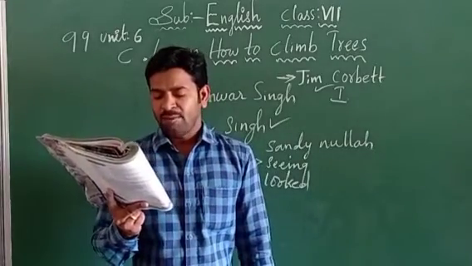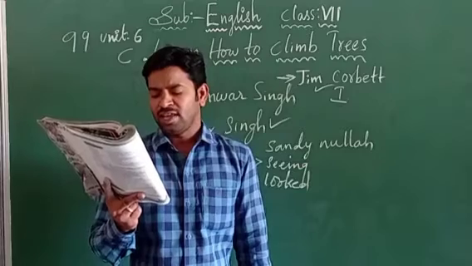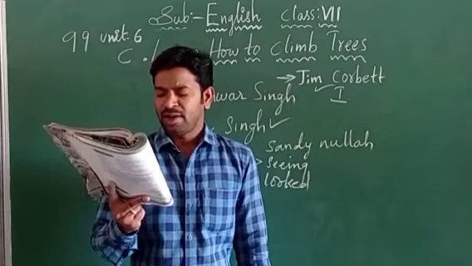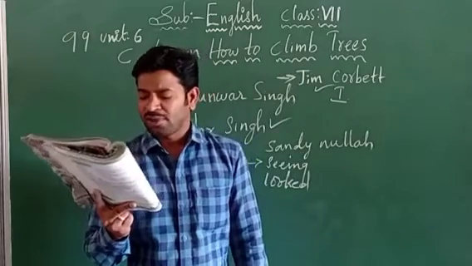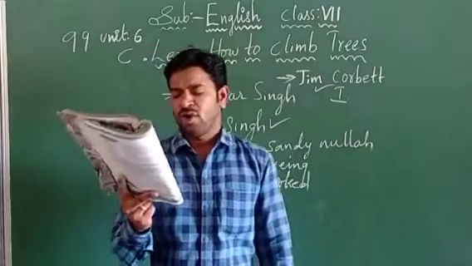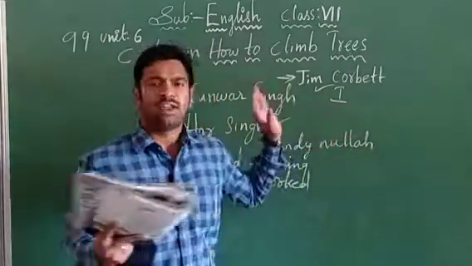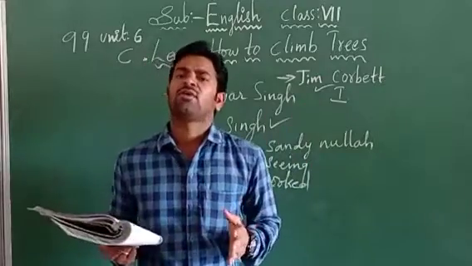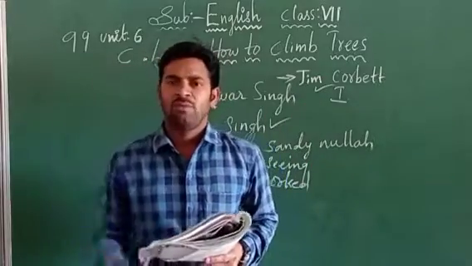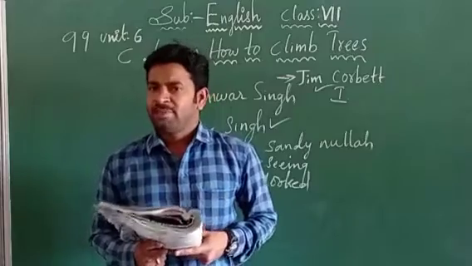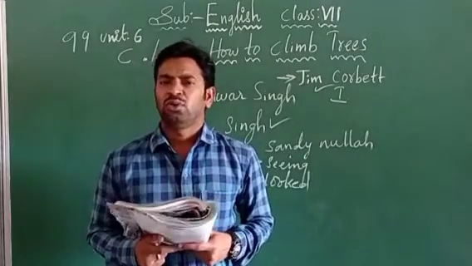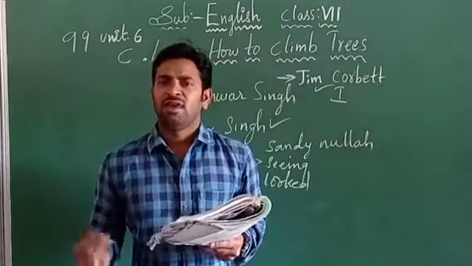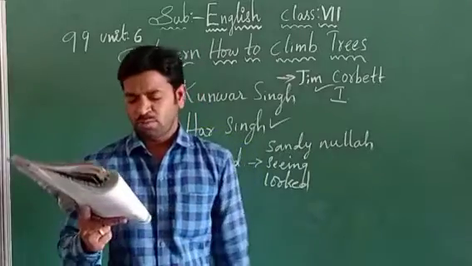I had climbed up a thorny tree, but Harsing could not climb up a tree as he had not learned to climb trees when he was a boy. So our Jim Corbett, who is very expert in climbing trees, by hearing the terrible roaring sound of the tiger, climbed up the tree immediately. But Harsing doesn't know how to climb trees. He did not learn when he was a small child.